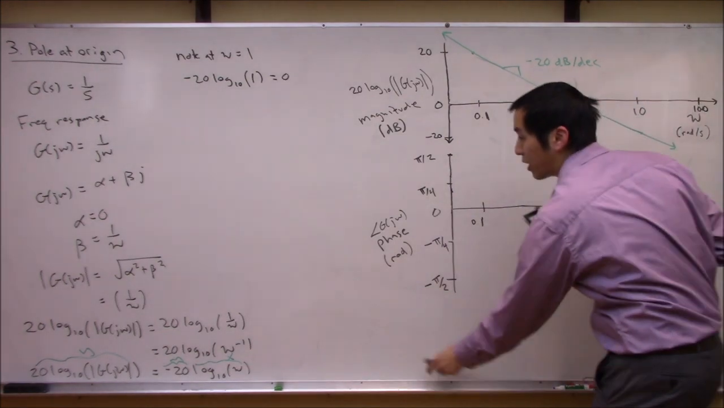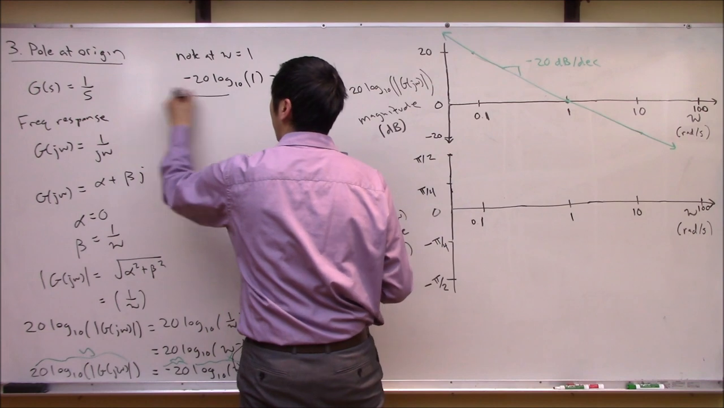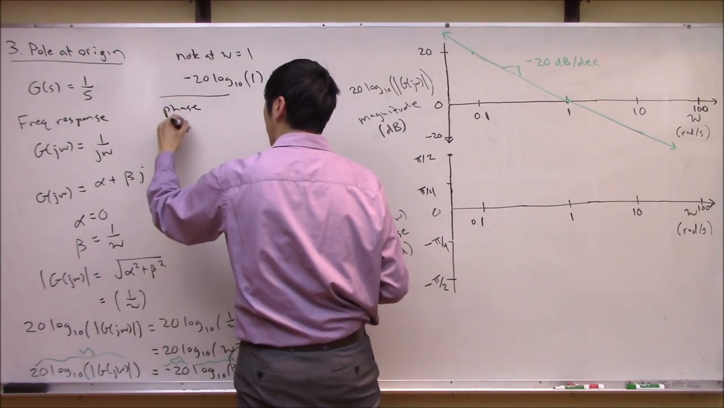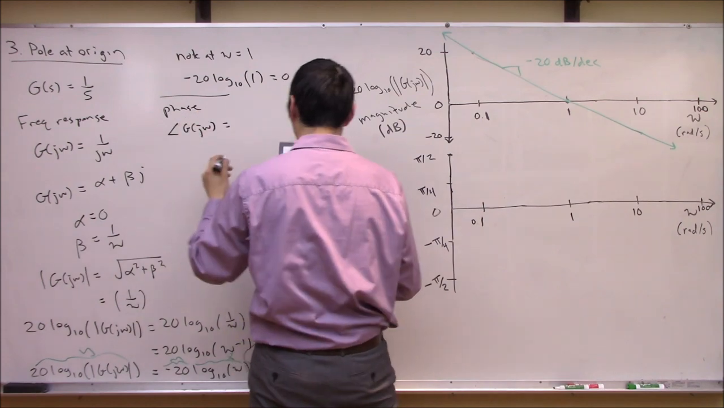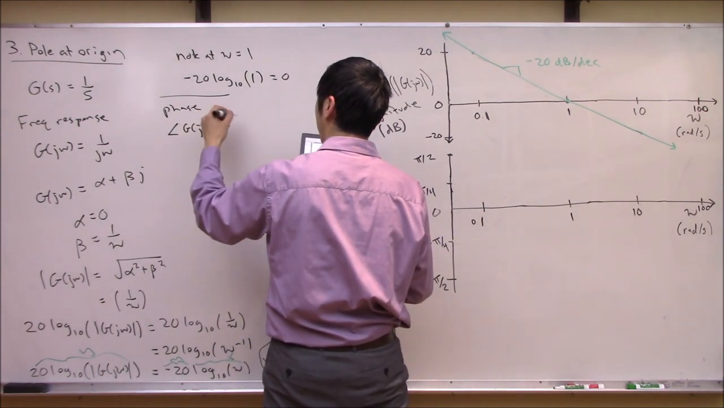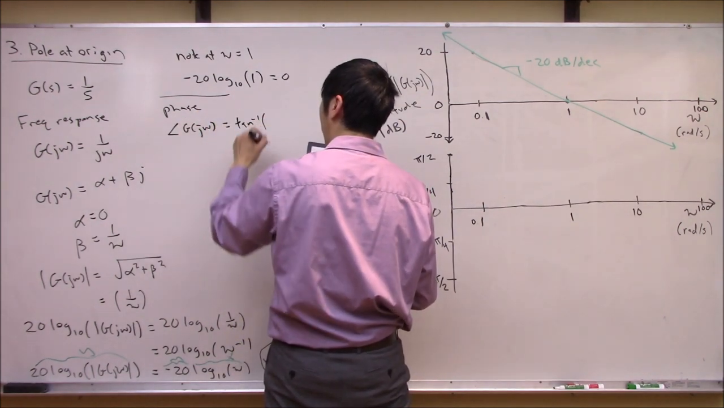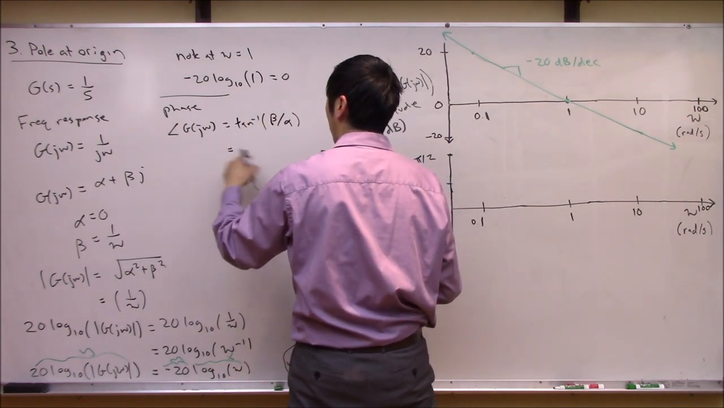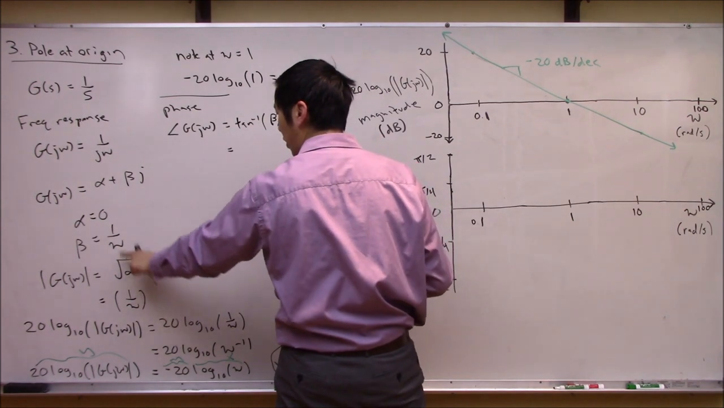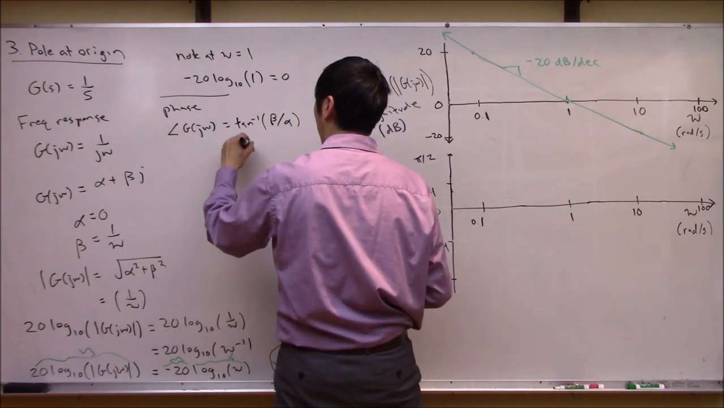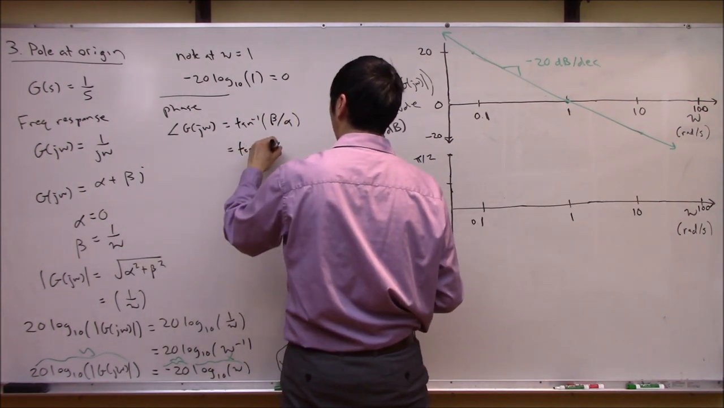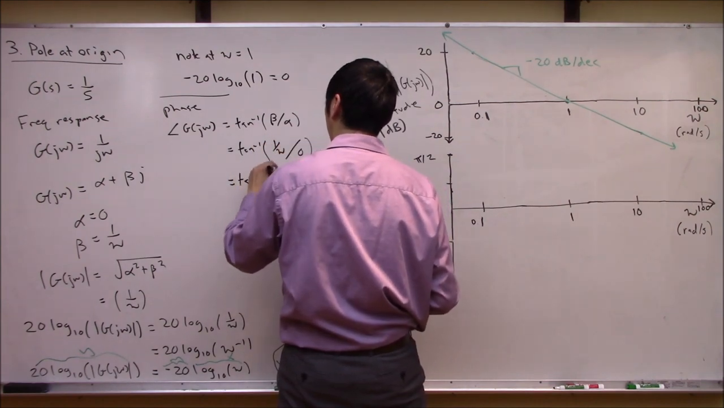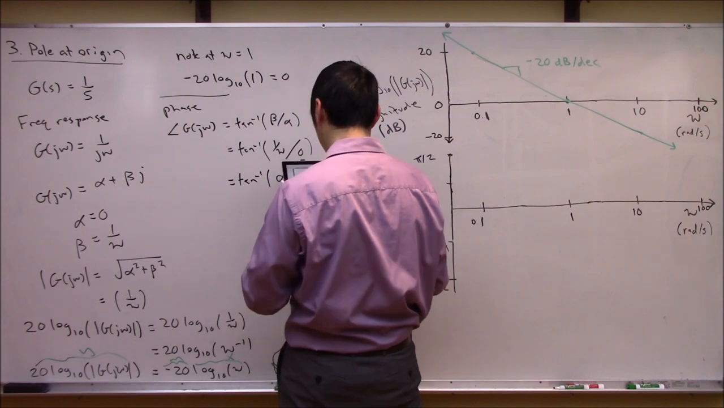We can do a similar analysis for the phase angle here. So for phase, you get the angle of G of j omega, which is really simple. This is now tan inverse of the imaginary over the real component here. So this is what? The imaginary part was 1 over omega, all over 0. So this is basically tan inverse of positive infinity here.